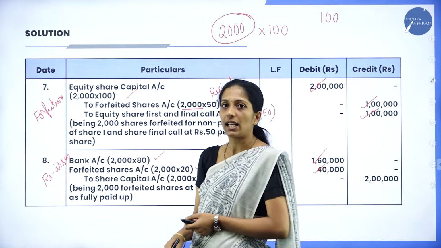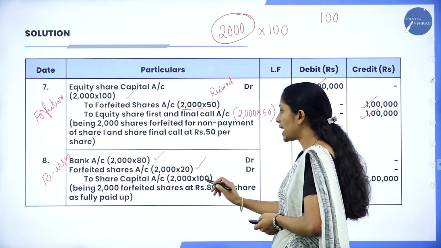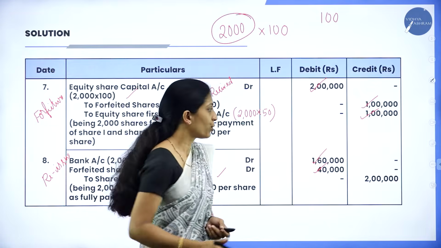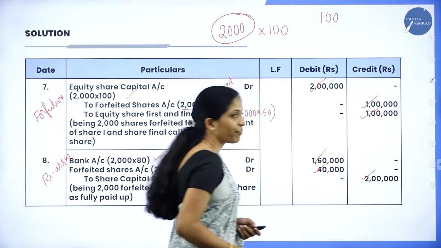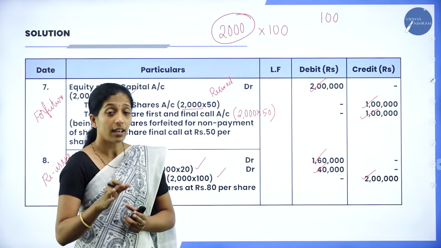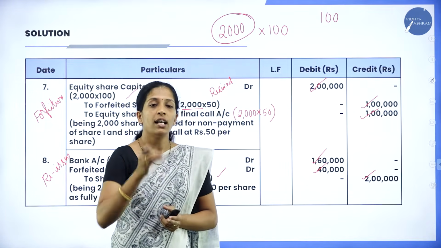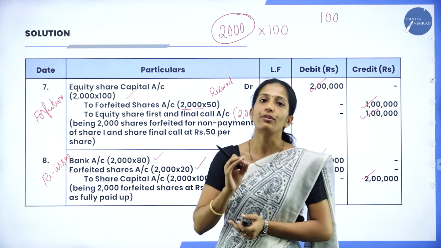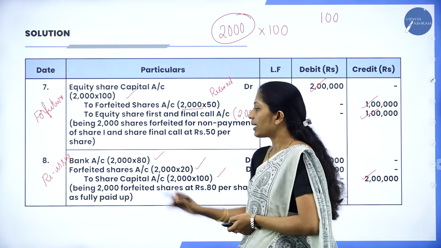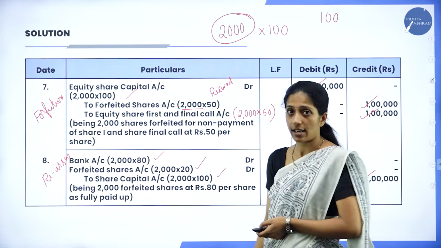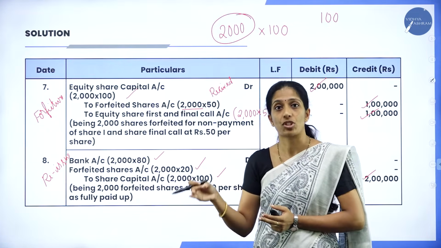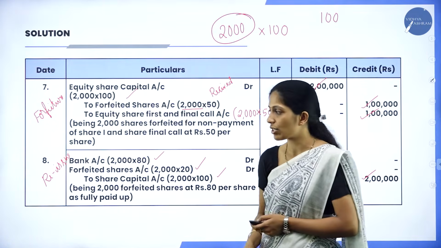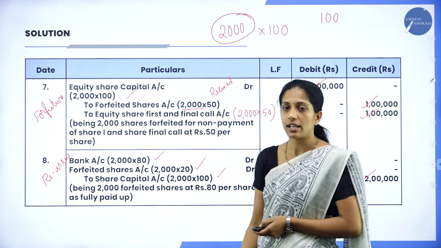To share capital account. What is the actual value of the share? 100. 2,000 into 100, that is 2 lakh. So what is the entry for reissue? If it is reissued at a discount, then bank account debit, forfeited shares account debit, to share capital account. Write the narration: being 2,000 forfeited shares reissued at a discount at rupees 80 each. So this will be the entry for reissue.